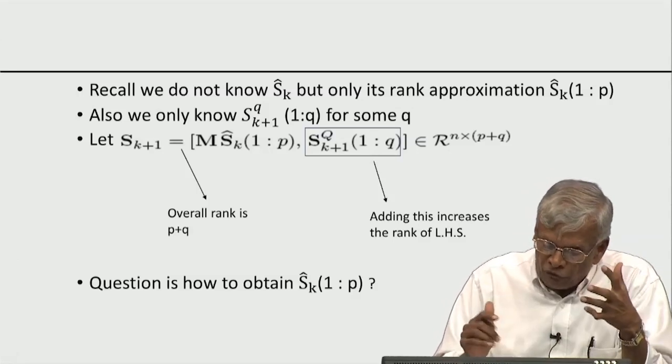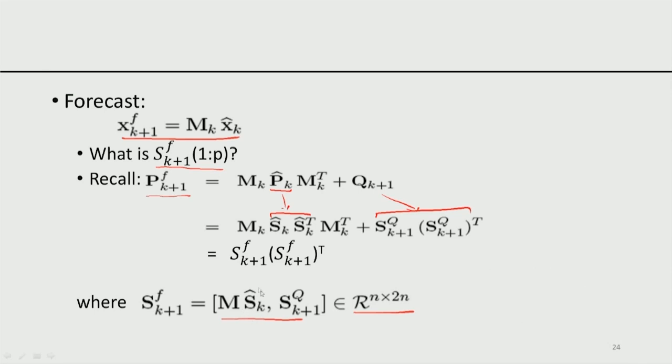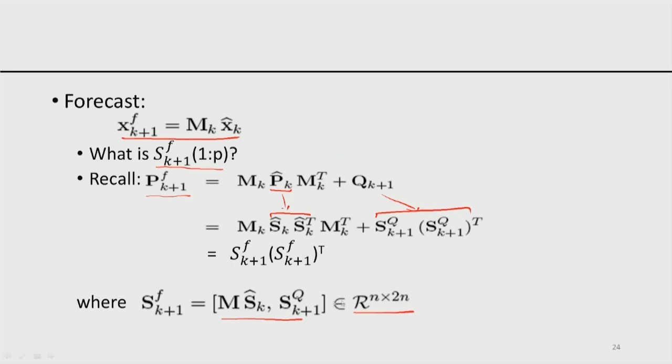So recall, we do not know S_k bar, because we do not know the full, but only the rank p approximation of S_k bar. So that is the important thing. We have been satisfied with the rank p approximation. So that's the basic aspect of it.